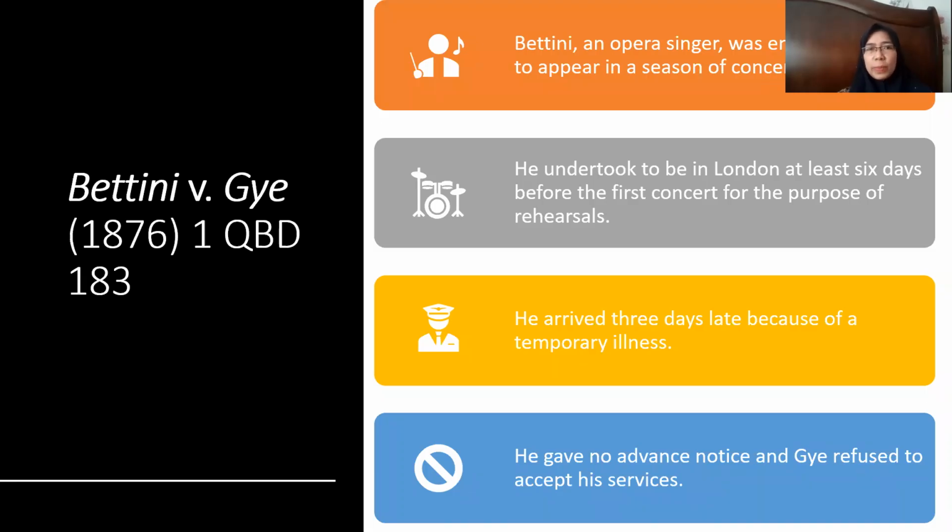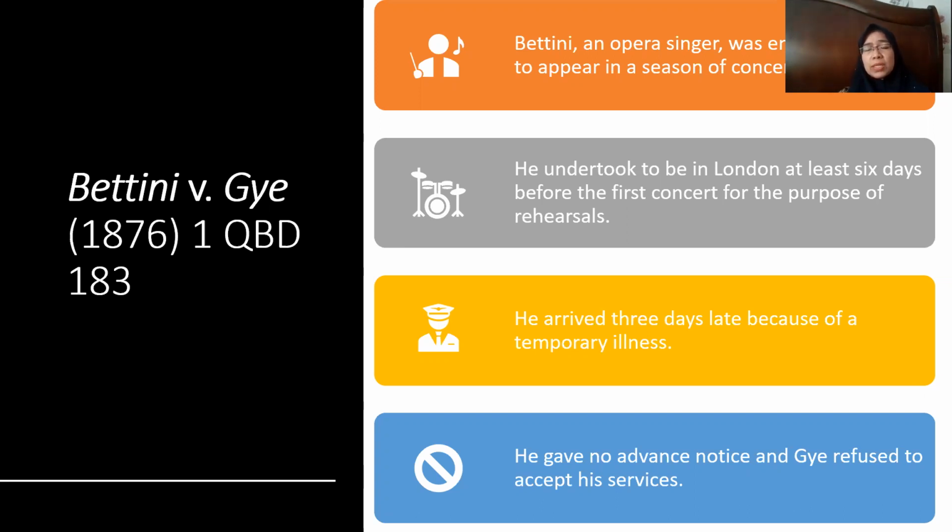So this is the common law case, Bettini and Guy, reported in 1876. So who was Bettini? Bettini was an opera singer. He was engaged by Guy to appear in a series of concerts here. He undertook to be in London at least 6 days before the first concert because he needed to do the training and rehearsals. But he arrived 3 days late instead of 6 days. So he arrived 3 days before the concert.